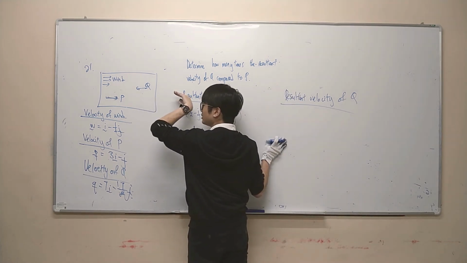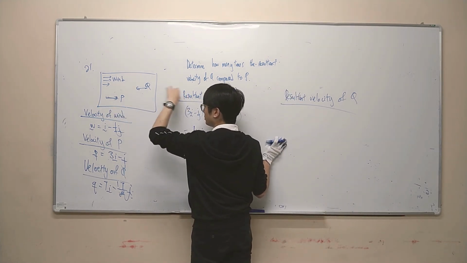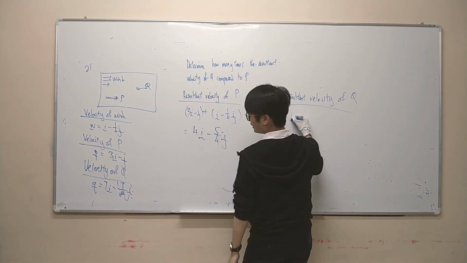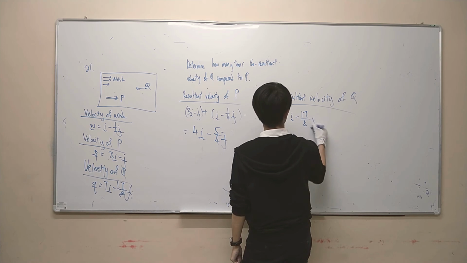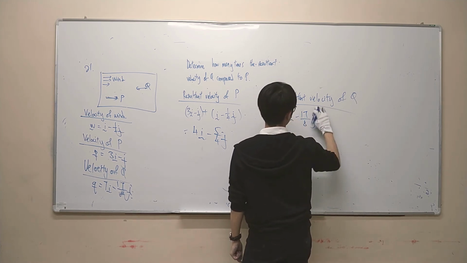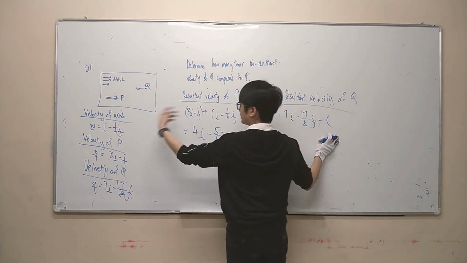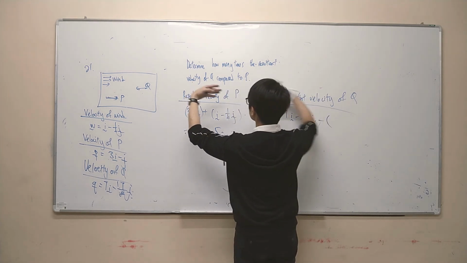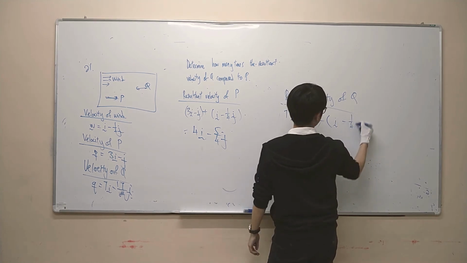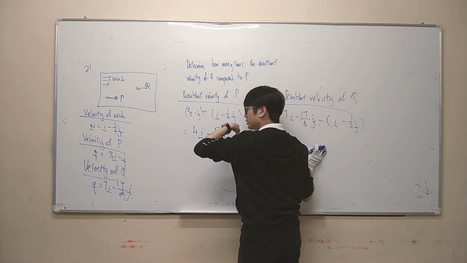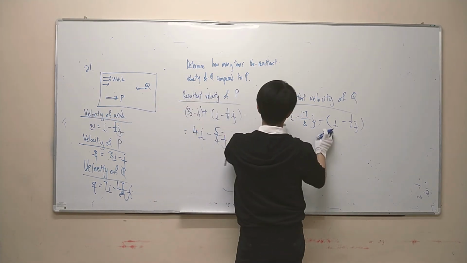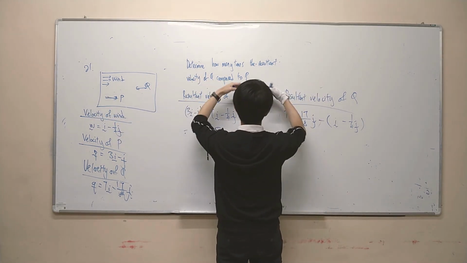What about resultant velocity of Q? Remember Q is moving opposite the direction of wind. So velocity of Q is 7I minus 17 over 8 J, but you have to minus the velocity of wind, because it is moving in the opposite direction. Faham ke? Kalau move with the wind, the total you have to tambah, but kalau opposite direction of wind, then you have to minus.